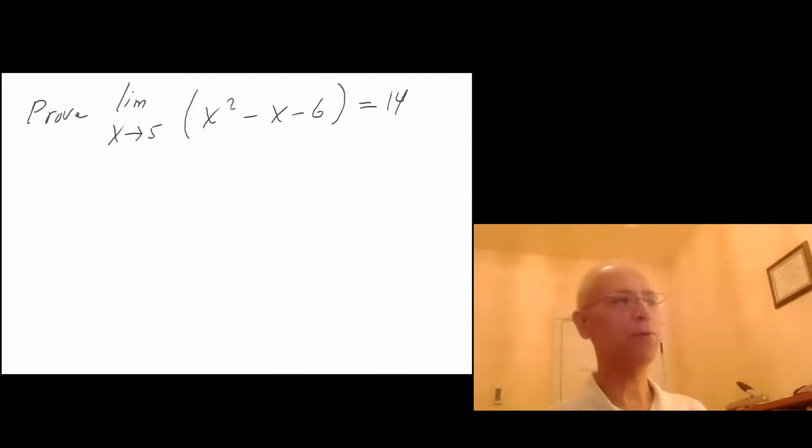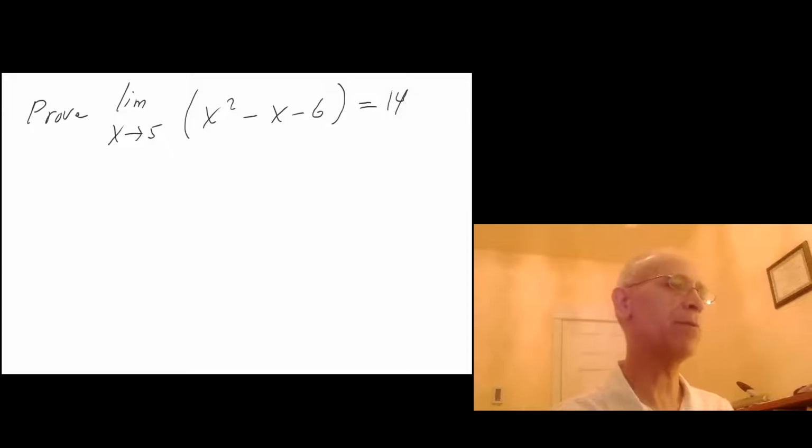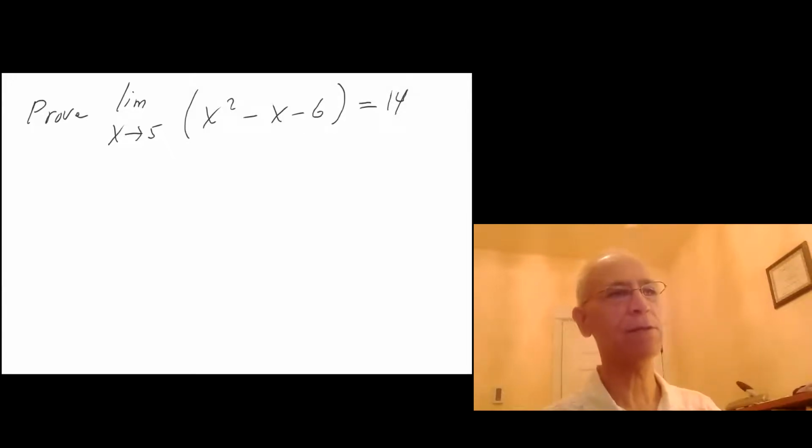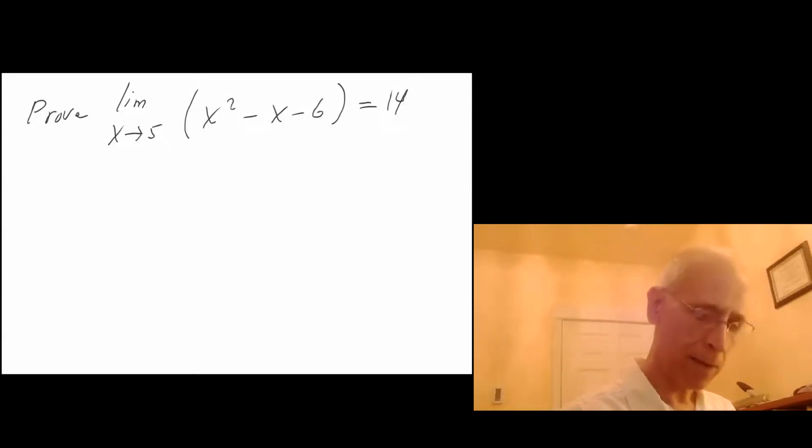Hello, Math 151. Prove: the limit as x approaches 5 of x squared minus x minus 6 equals 14. So it does make sense. If I substitute 5 for x, I get 25 minus 5 minus 6 equals 14. But we want to formally use the idea of epsilon-delta to prove this.